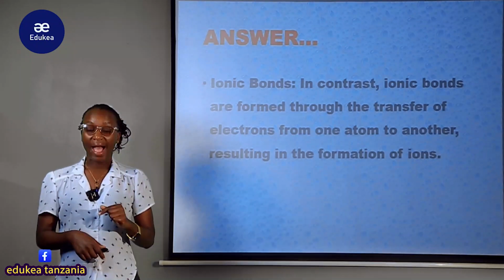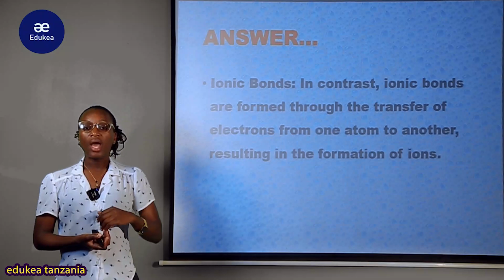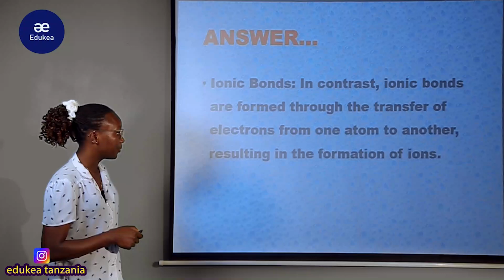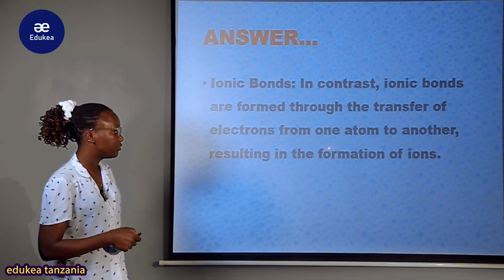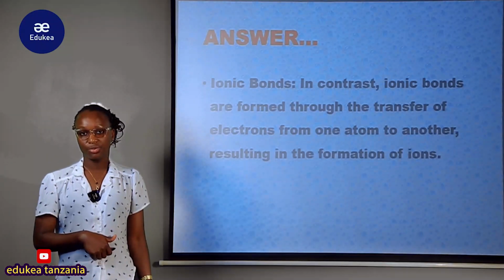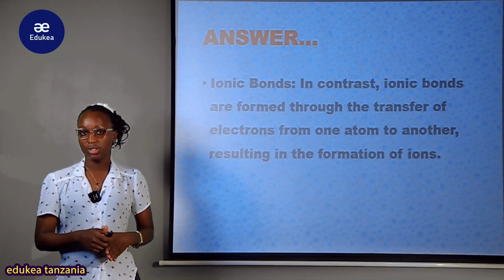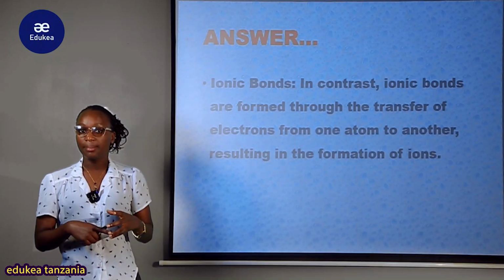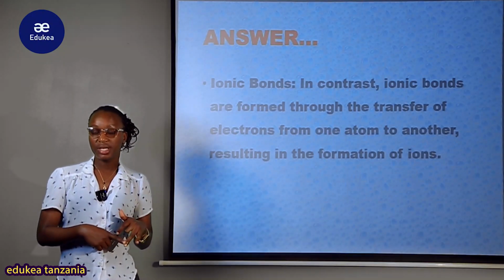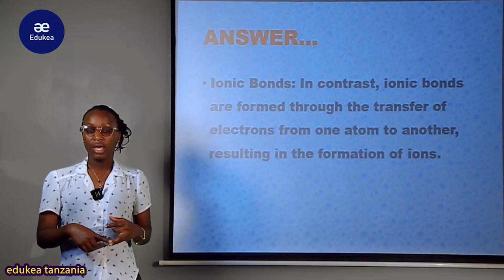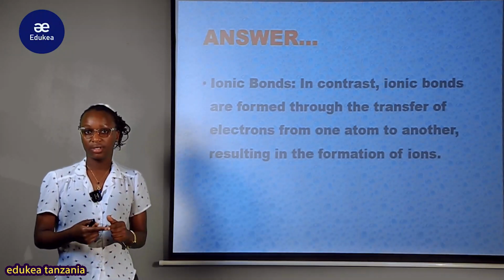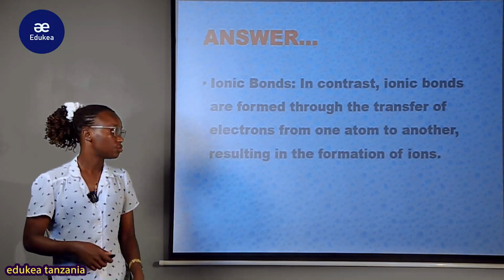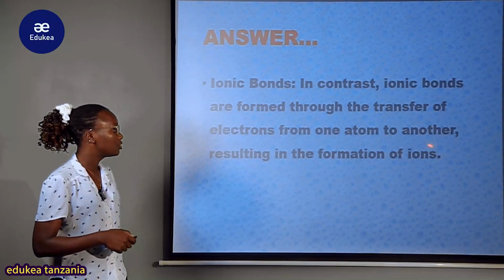Tunapoongelea nature of bonding katika ionic or electrovalent bond, we are looking at it in terms of transferring electrons. So you can say that electrons are transferred from one atom to another atom. So hii itakuwa ni tofauti, mean that tutakuwa tunahusisha metal and non-metal. Tutakuwa na positively charged ion and negatively charged ion, in order to ensure that there is a transferring. Electrons tend to transfer from one atom to another atom, resulting in the formation of ions.